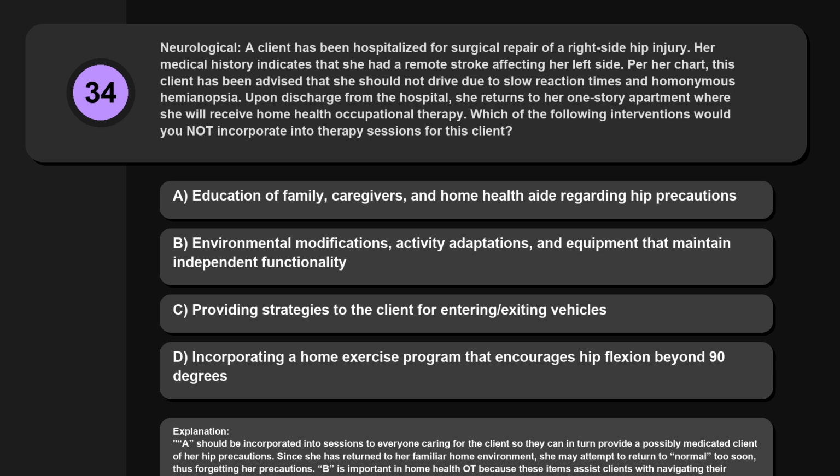Since she has returned to her familiar home environment, she may attempt to return to normal too soon, thus forgetting her precautions. B is important in home health OT because these items assist clients with navigating their environment independently, safely, and functionally. C should be part of a client's treatment since she still needs to attend follow-up physician's appointments, even though she no longer drives. D is the correct answer because hip precautions do not allow flexion past 90 degrees.